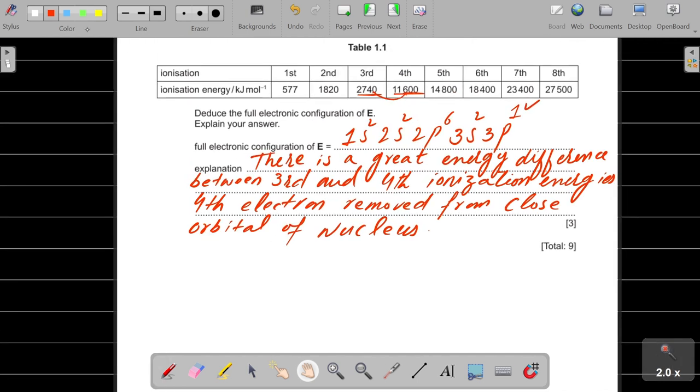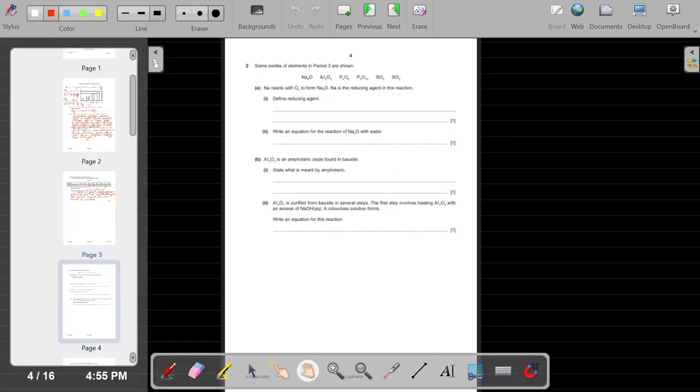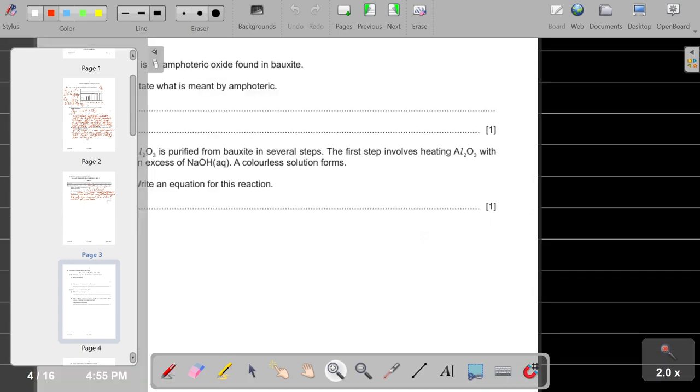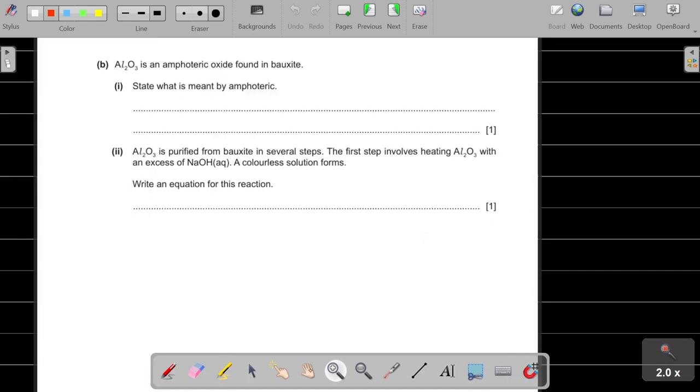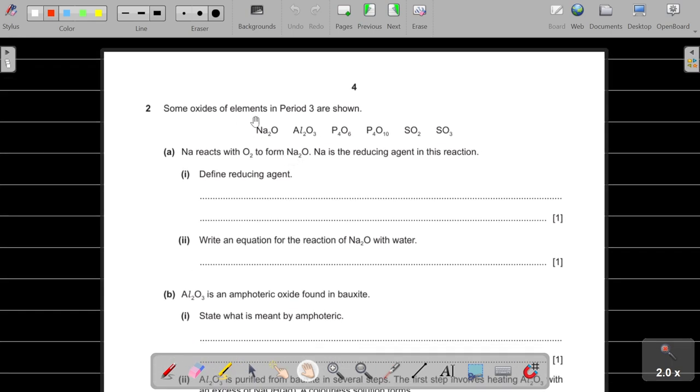So the next question we have here. Some oxides of elements in period 3 are shown. Metal oxide, it is also a metal oxide. Phosphorus, non-metal, non-metal, and non-metal. Sodium reacts with oxygen to form sodium oxide. Sodium is the reducing agent in this reaction.